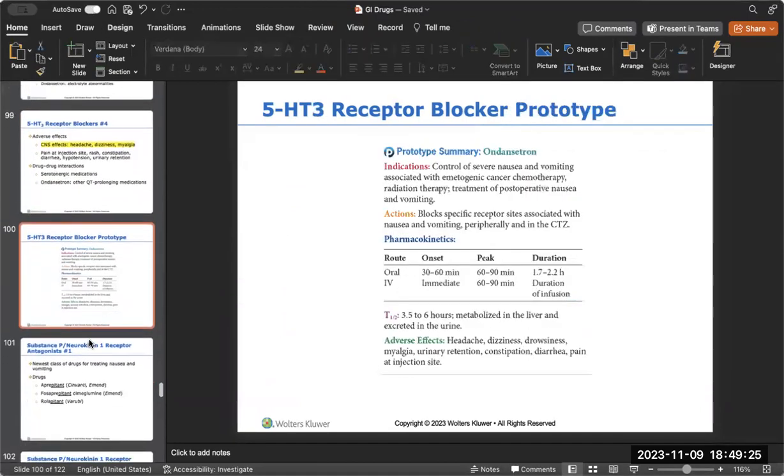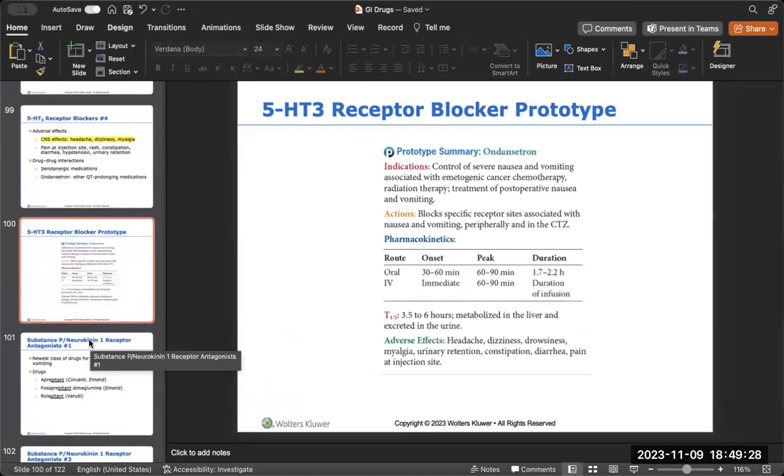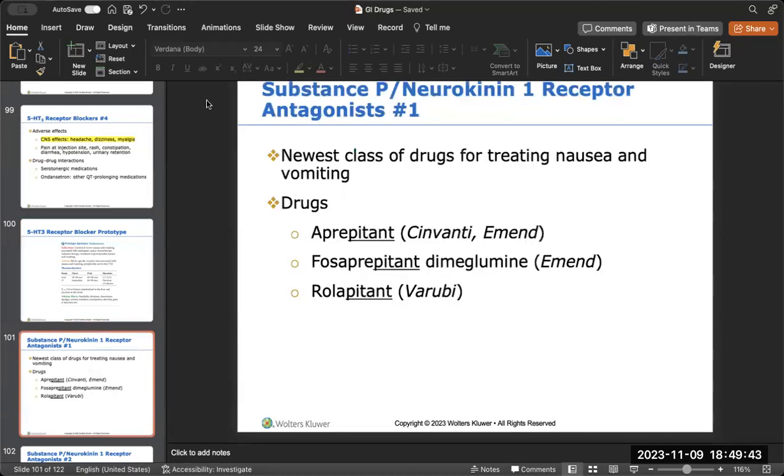Okay. And this is just an example of the rundown of it. Like I said, headache, dizziness, drowsiness, all of those CNS effects. It can also cause something called myalgia, which I think is muscle weakness, but I would have to double check, and you'd have to double check that for me.